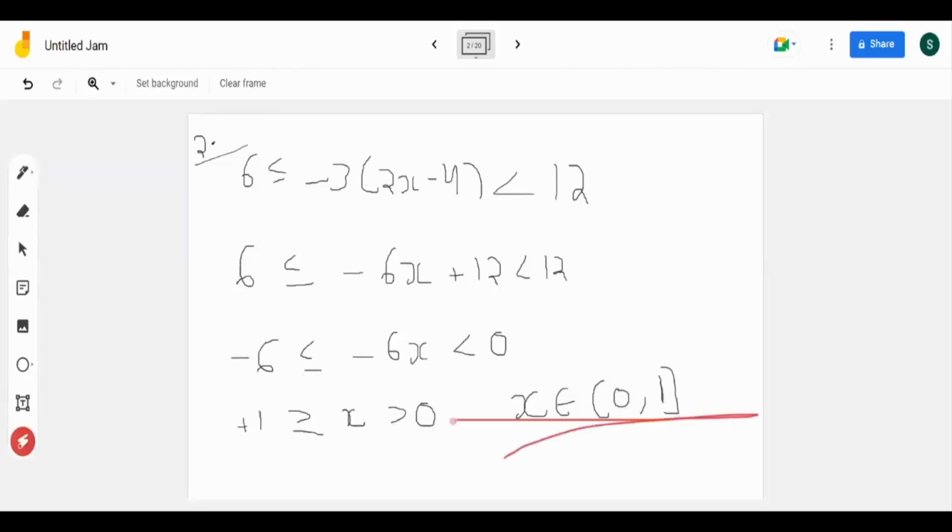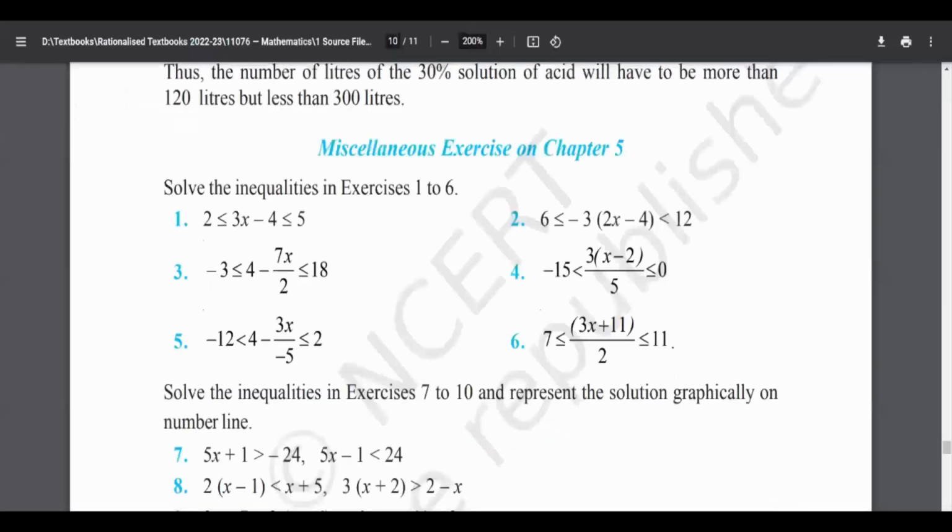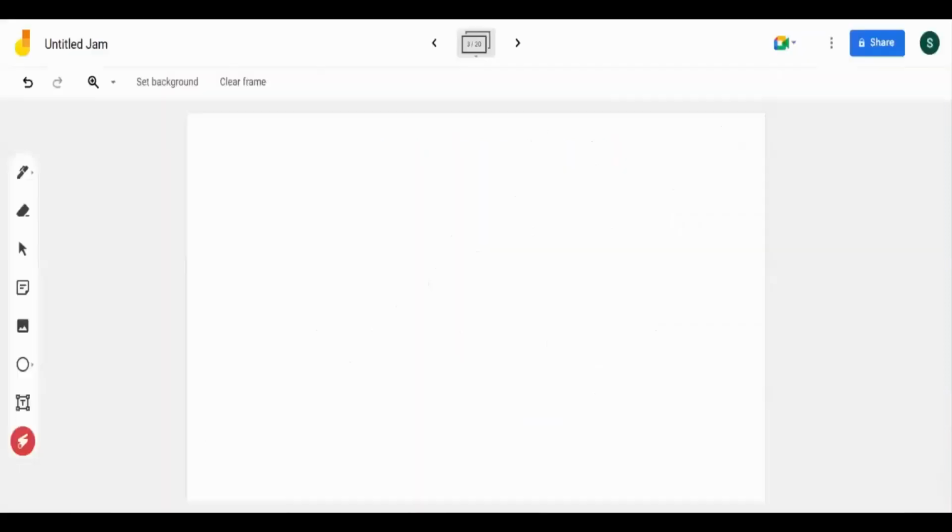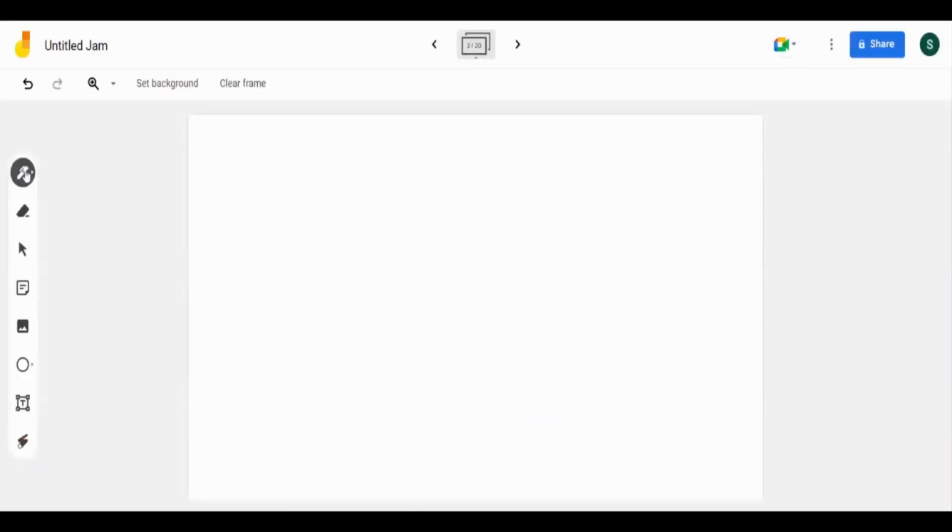You can see it is very simple. x belongs to 0 to 1. Now let us move on to the next question, that is question number 3. This is kind of similar, it is just that it has some fractions. Minus 3 is less than or equal to 4 minus 7x by 2, less than or equal to 18. So let us solve this.